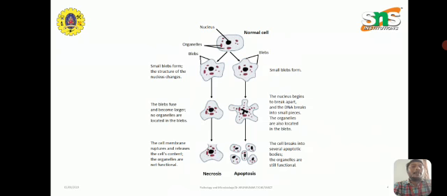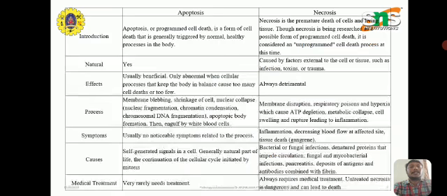Then coming to apoptosis, again the same thing. If any injury occurs, first blebs are formed, small blebs. The nucleus begins to break apart. The DNA breaks into small pieces. The organelles are also located in the blebs. The cell breaks into several apoptotic bodies. The organelles still function. So it is called apoptosis.